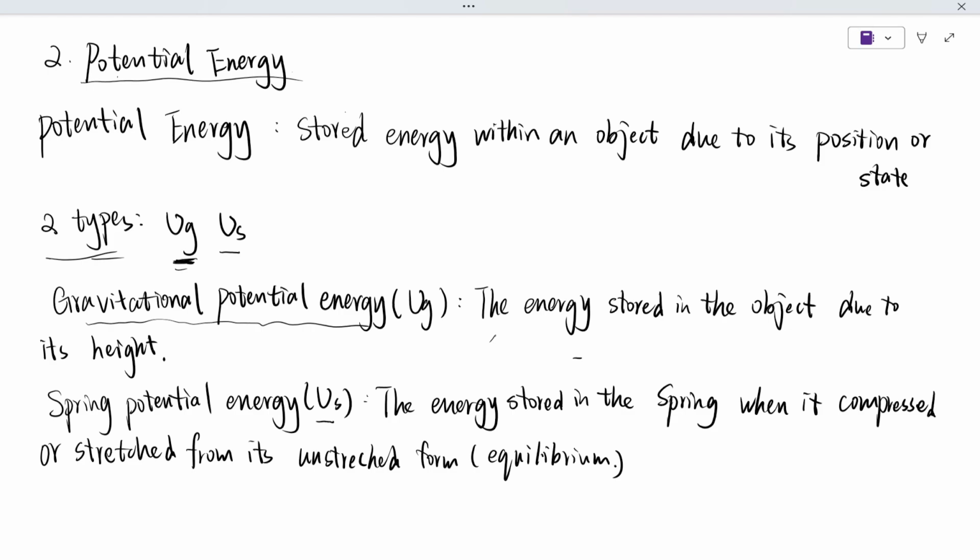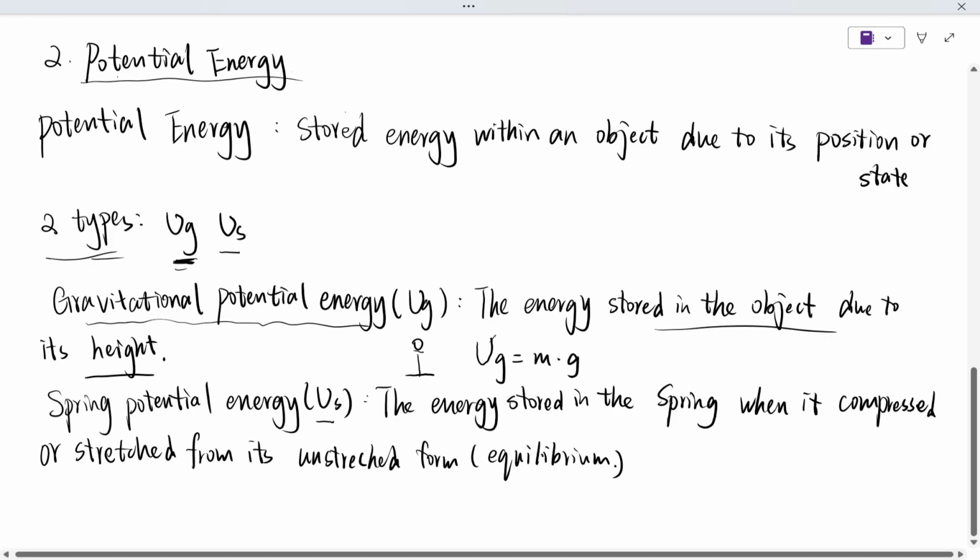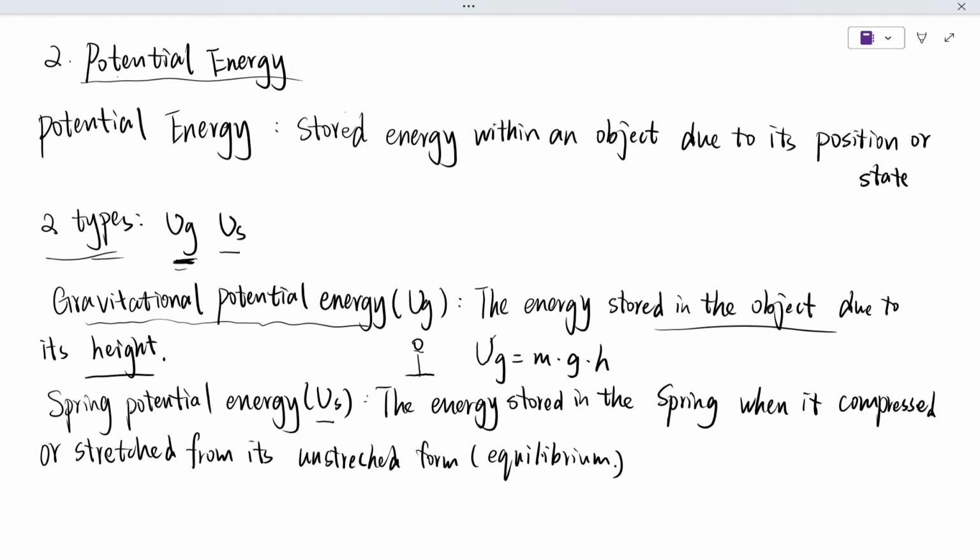And what is gravitational potential energy? It is the energy stored in an object due to its height. For example, this is a ball and this is the ground level. Because the ball is above the ground, it has gravitational potential energy. And then you may ask, what is the equation for calculating gravitational potential energy? Well, good question. Ug is equal to mass, which is m, times g, the gravitational constant, which depends on which planet you're on, times h. The h is the height you are above the ground level.